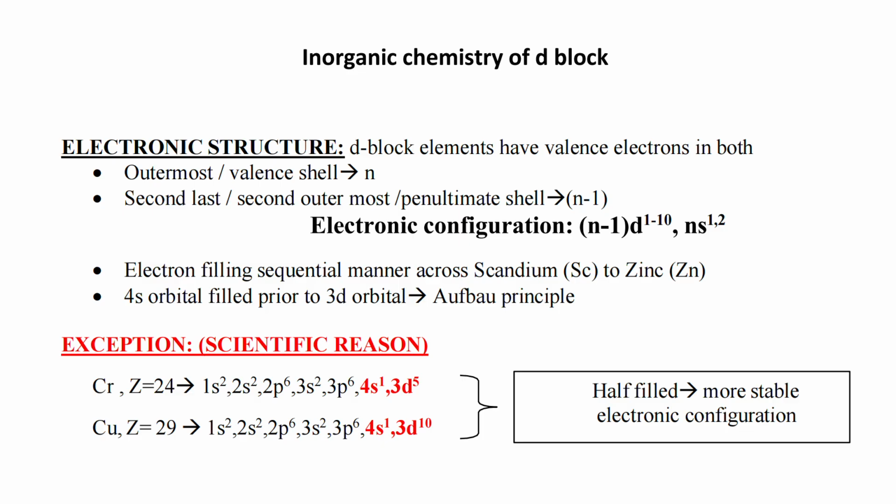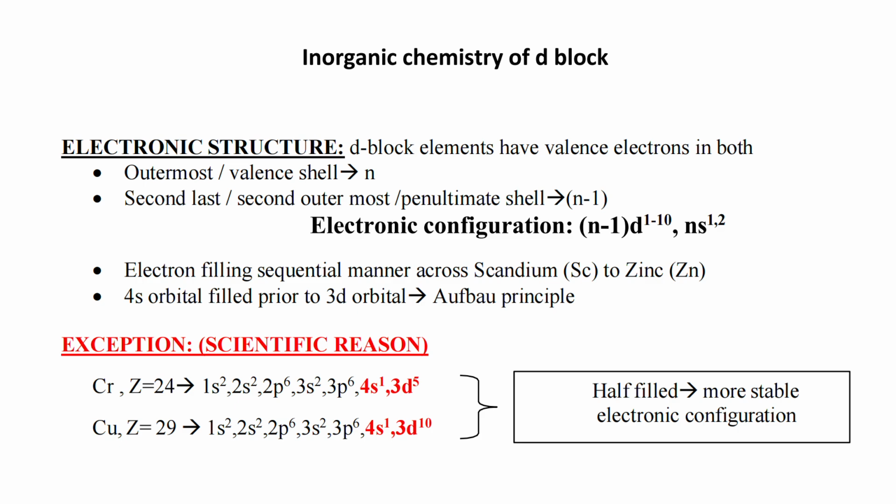And why is that so? Because the energy of 4s is smaller as compared to the 3d orbital. There is an exception in the d block for the electronic configuration, for two elements, and they are chromium and copper. For chromium the atomic number is 24 and for copper it is 29.